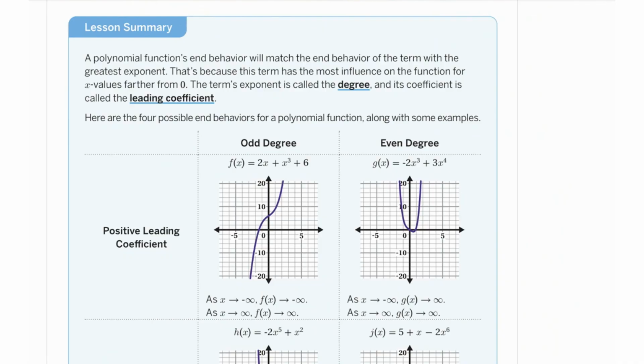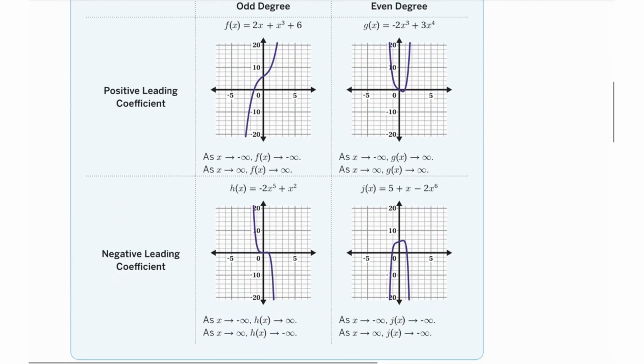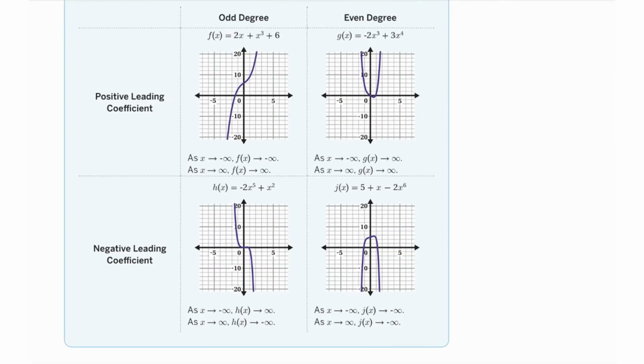So we're really looking for where the highest exponent is, or the greatest exponent, which is the words they use. That is the term that is going to tell us the most about what our end behavior looks like and what our function's shape is going to be. When we look at these, here's a table that gives you a couple of different examples. This will be good to review as you're trying this on your own.